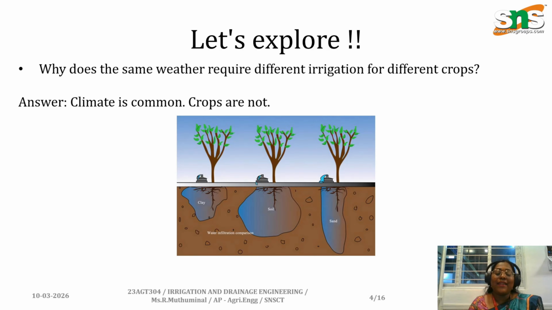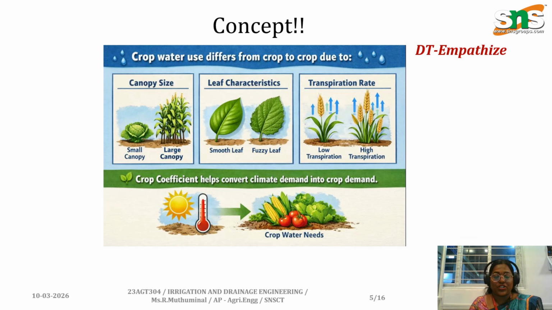Before understanding this concept, let us quickly have an interesting question. Why does the same weather condition require different irrigation amounts for different crops? The answer is simple. While climate conditions may remain the same, crops differ in their structure, canopy cover, root depth, and water usage patterns. Some crops consume more water due to large leaf area and higher transpiration, while others require comparatively less water. To account for these differences, we use a parameter called crop coefficient.